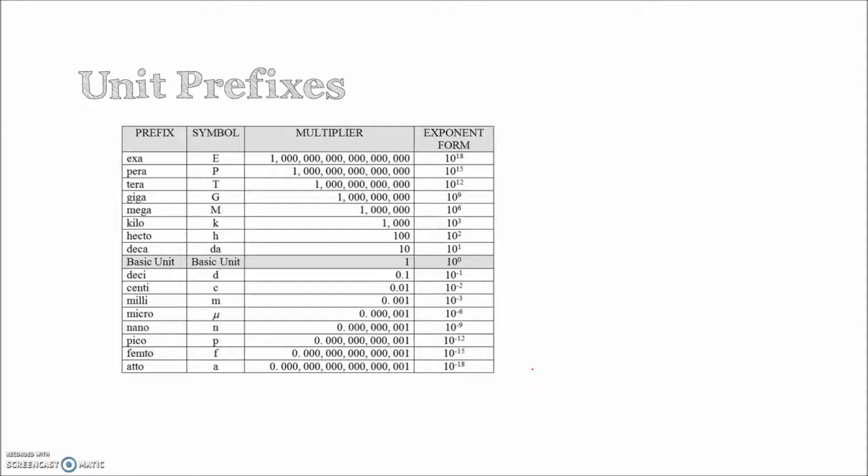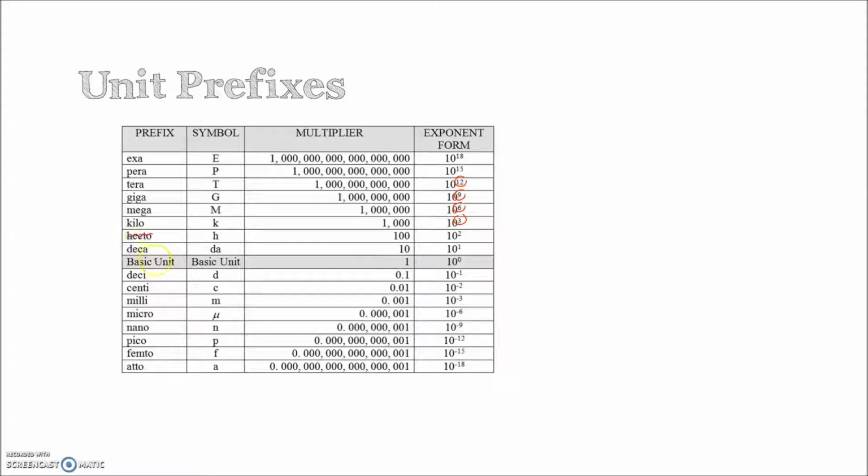You can see here that we have got some symbols which are letters and the name of the prefix down this column, and the multiplier, which is the number of zeros that it represents, and then the exponent form. Now, some of these we don't tend to use in engineering because they're not in multiples of 3. Okay, you can see here 3, 6, 9, 12 and so on.